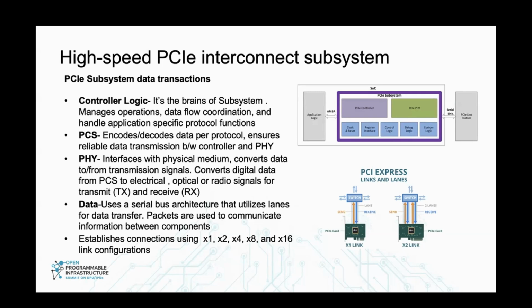Here, if you see in the diagram, I have an X1 link and an X2 link, just to show you that when I say X1 link, it has a single lane. A single lane has TX and RX; highlighted in orange is TX, and the one in blue is RX. When we say X2 link, we have two lanes in it.